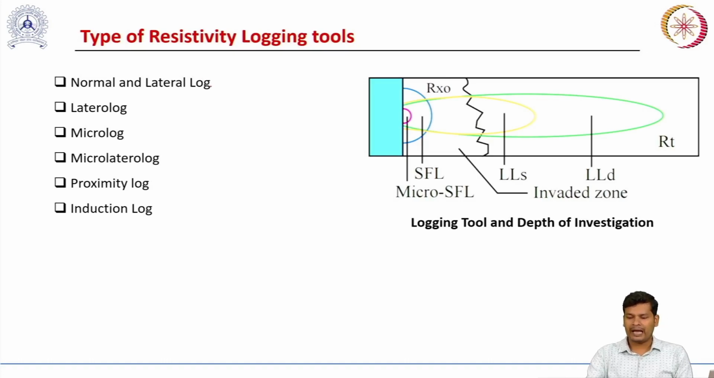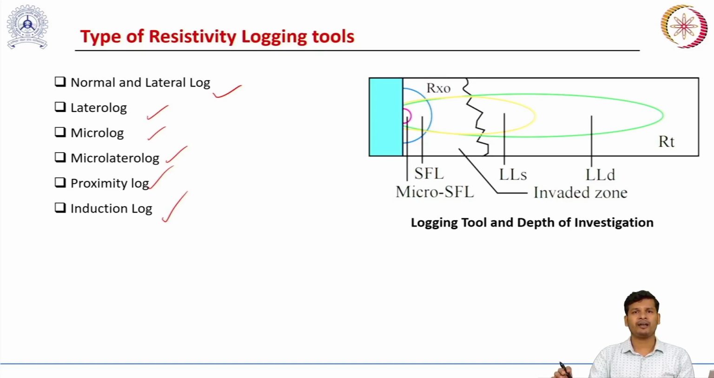These are some resistivity logging tool examples: normal log, lateral log, micro lateral log, proximity log, induction log. These are some generic tool names. Different service companies or logging companies might have different tools, and might have different names, but the principle of those logging tools is the same. How are they going to measure the resistivity?